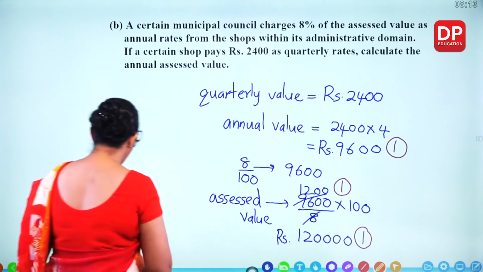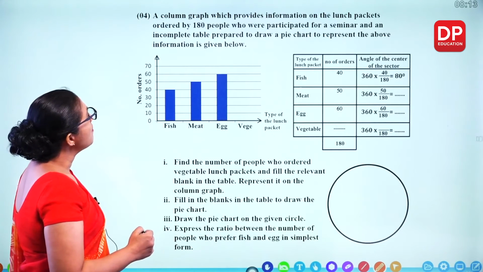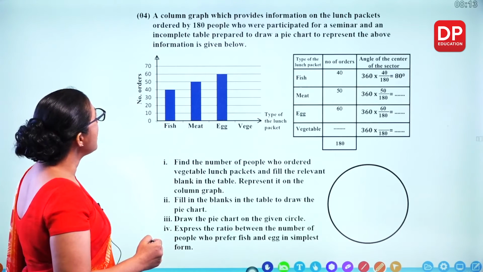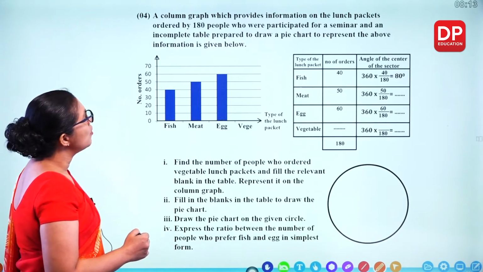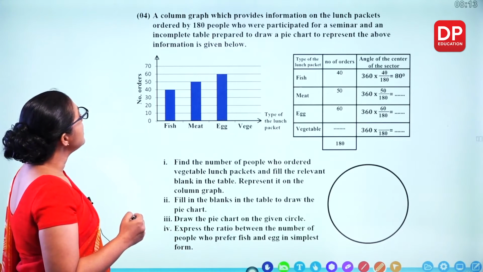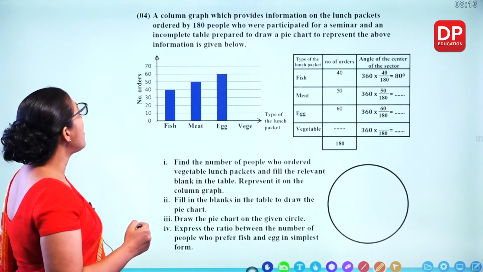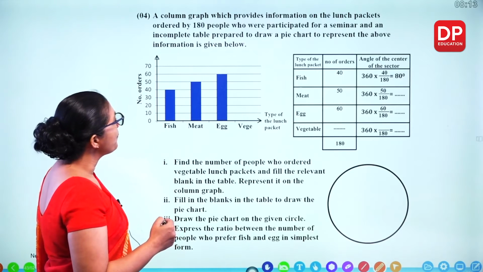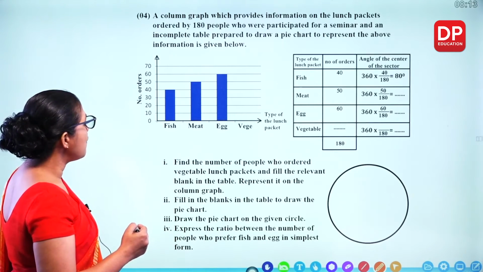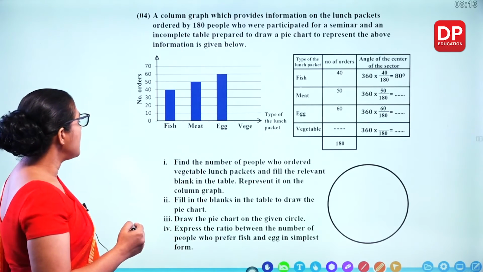Question number 4. A column graph which provides information on the lunch packets ordered by 180 people who participated in a seminar, and an incomplete table prepared to draw a pie chart to represent the above information is given below. Find the number of people who ordered vegetable lunch packets and fill the relevant blank in the table. Represent it on the column graph.